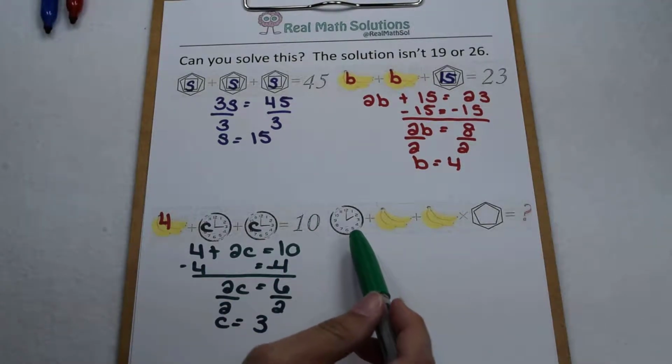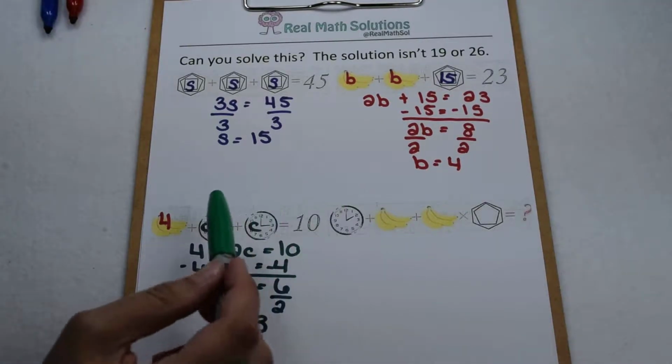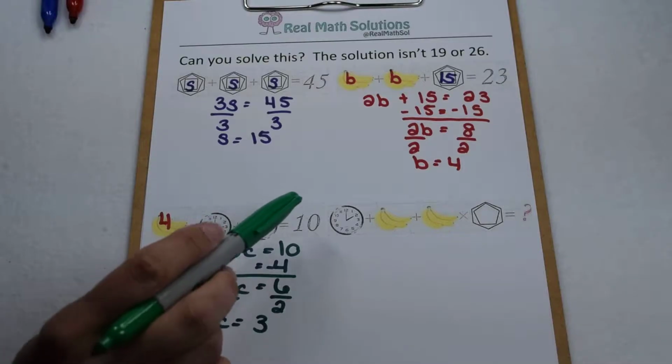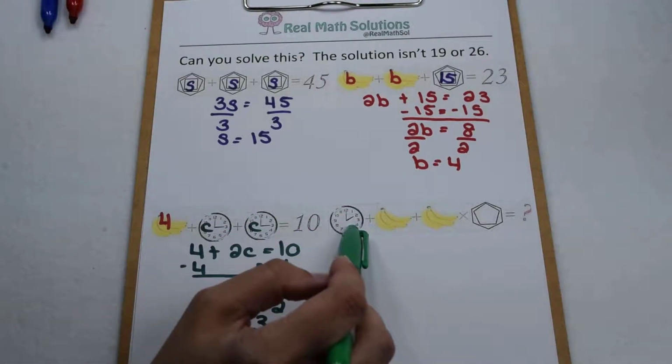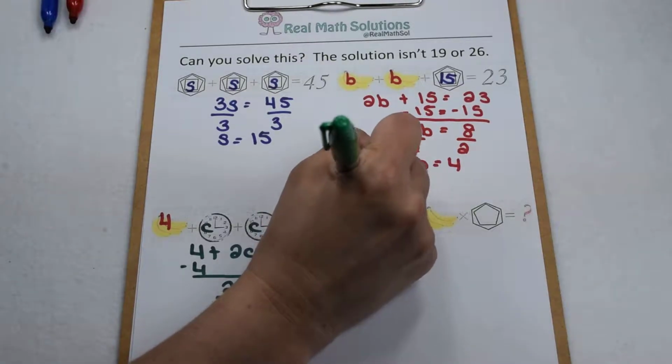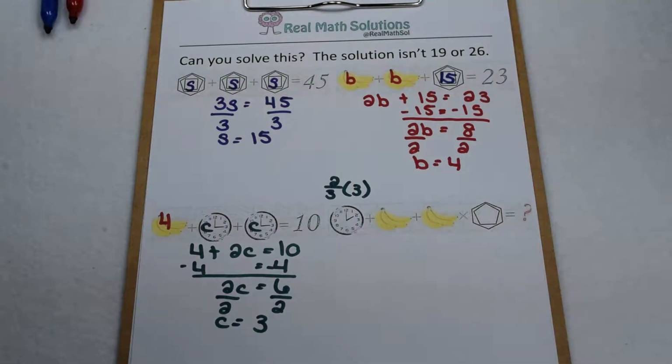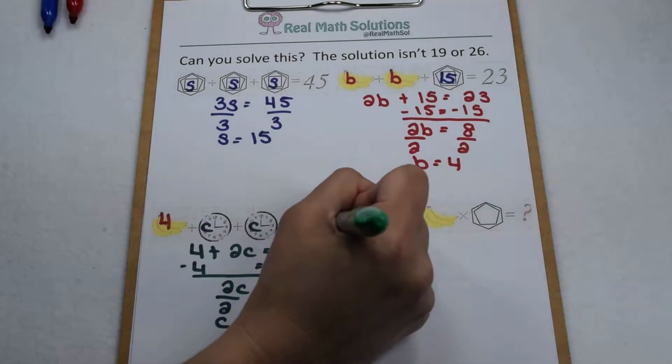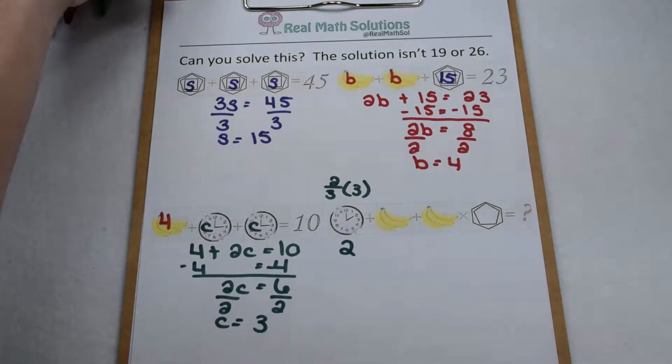Now when I get to this last problem, it's not as simple as simply substituting in the 3 for the clock. Because if I notice here, each of these clocks is at 3 o'clock, this one is at 2 o'clock. Well, assuming they mean for all hours to be equal, that tells me this clock is worth 2/3 of 3. 2/3 of 3 is simply 2.